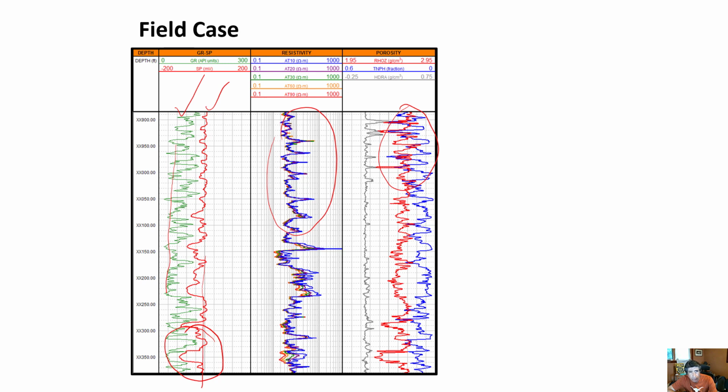So what we have to do is to select places where we have the maximum development of deflection with respect to the baseline, and in this case it happens to be at the bottom.